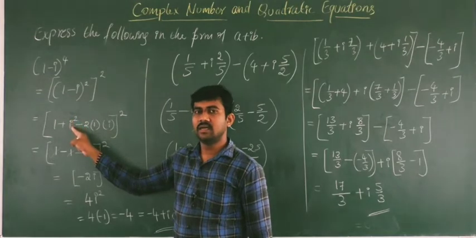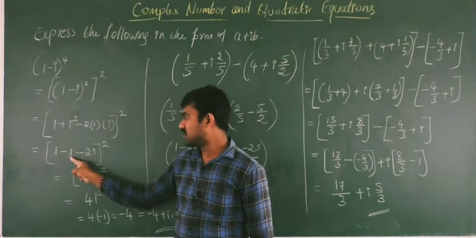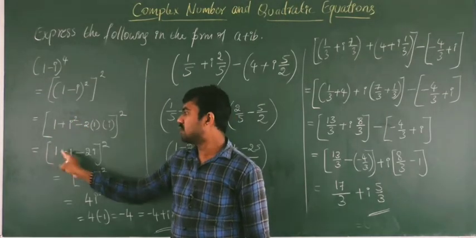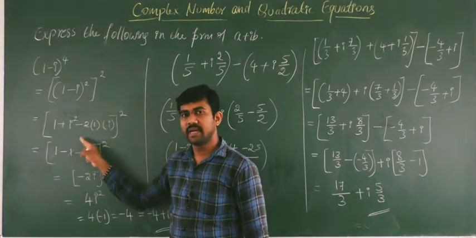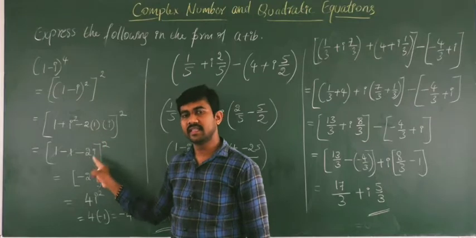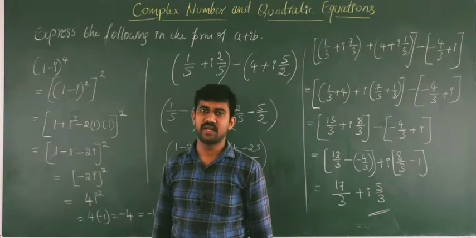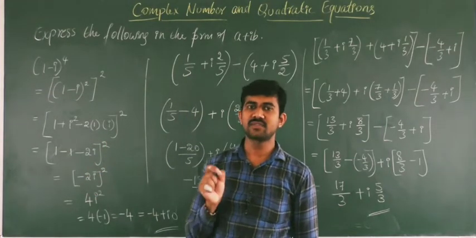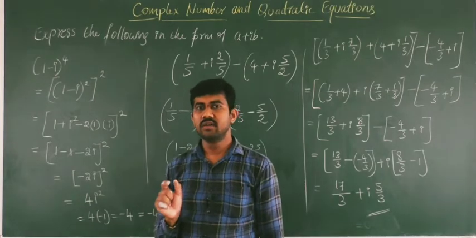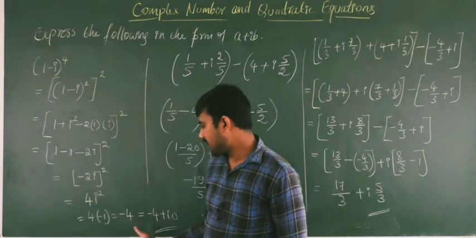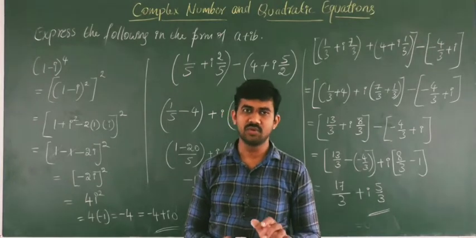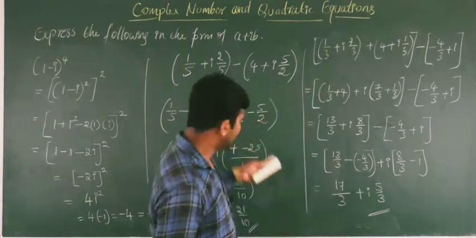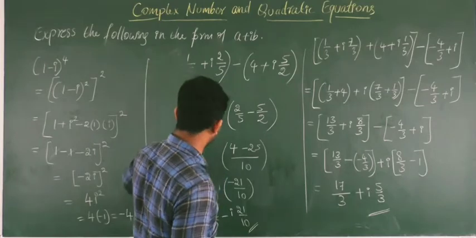But here i square value is minus 1, so plus 1 minus 1 gets cancelled, and minus 2i. We will get minus 2i whole square, and that is nothing but 4i square. 4 into i square value, which is minus 1, we will get minus 4, and we can write it in the form minus 4 plus i into 0. Okay. What is the next question we have?